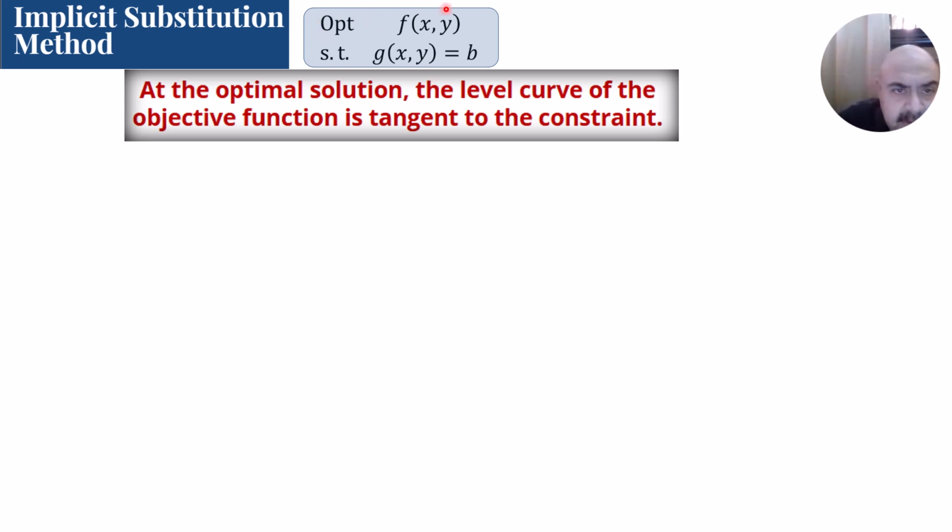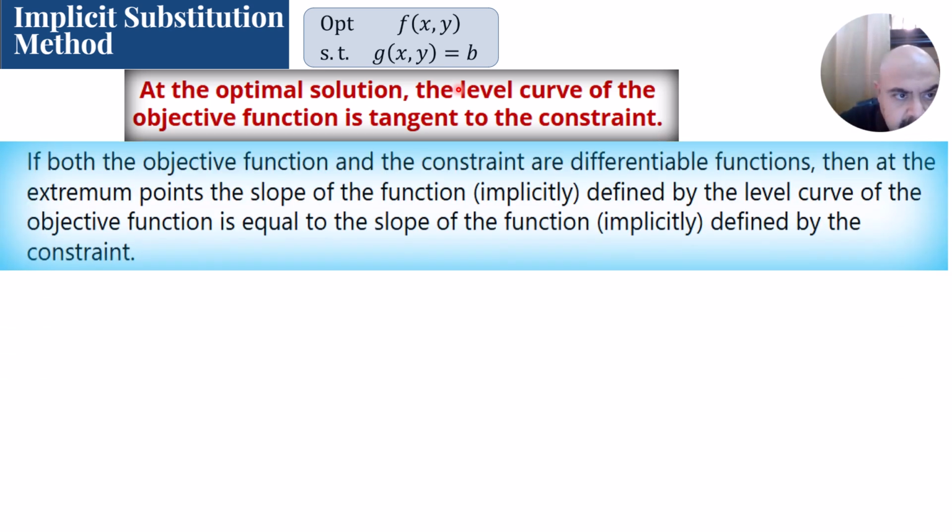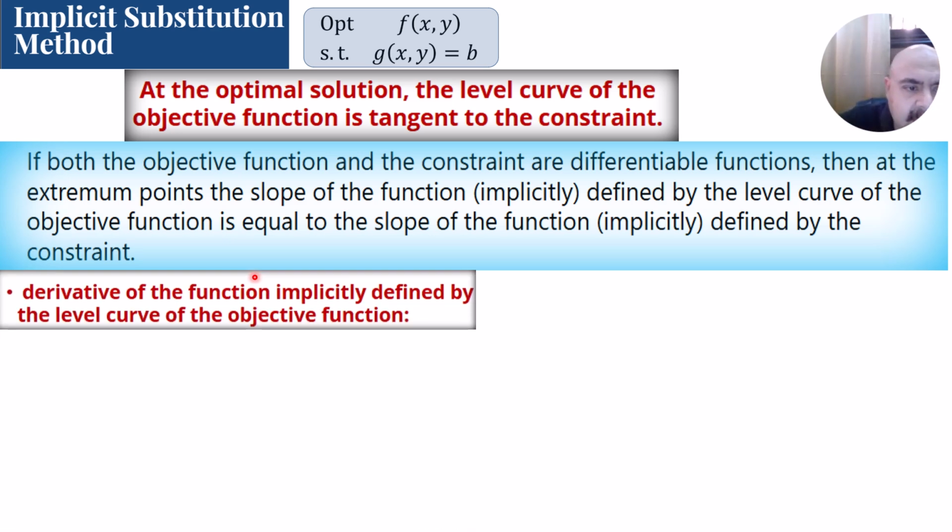So if I have the function required to be optimized, and I have the equality constraint, at the optimal solution the level curve of the objective function is tangent to the constraint. Both of them will be tangent to each other. So if both the objective function and the constraint are differentiable functions, then at the extremum points the slope of the function implicitly defined by the level curve of the objective is equal to the slope of the constraint. So all I have to do is to get them implicitly.